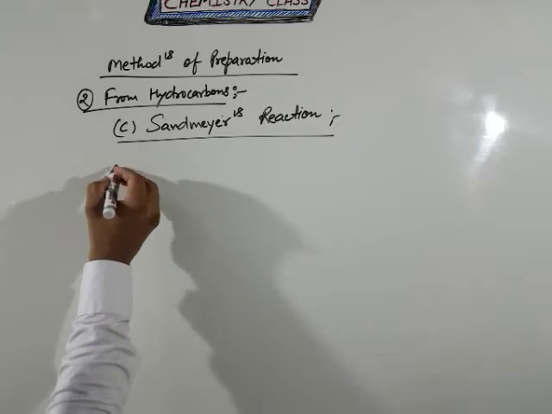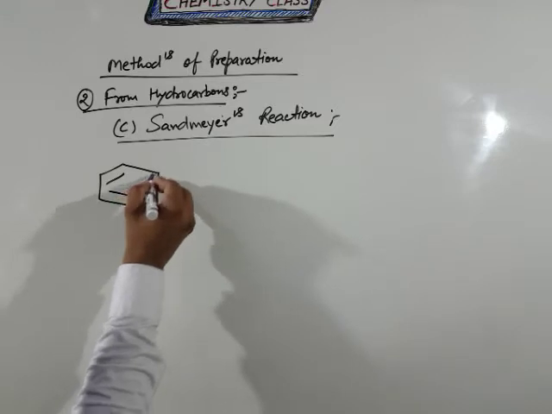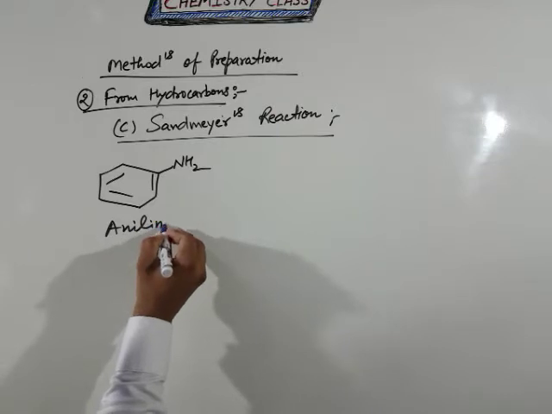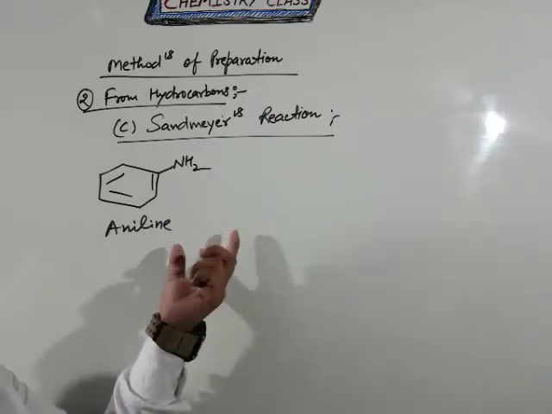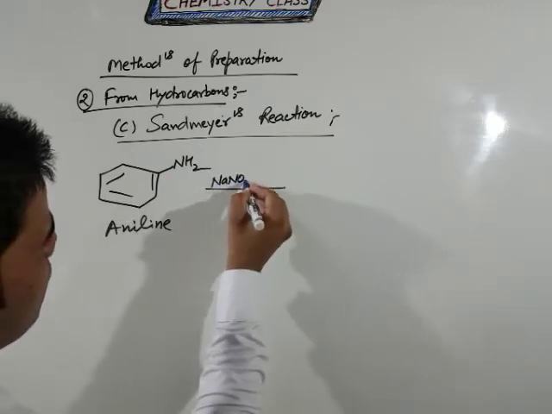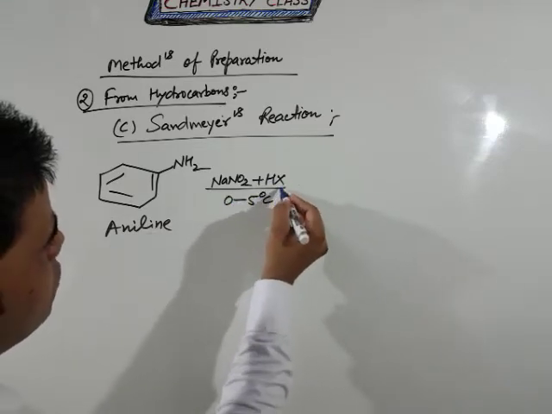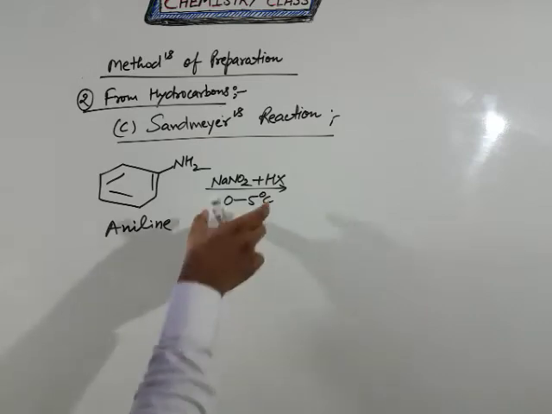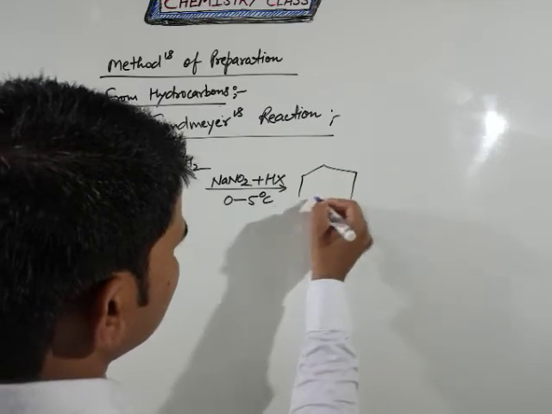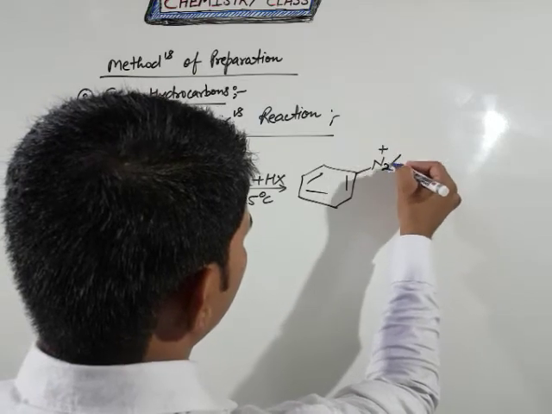In this case, the primary aromatic amine like NH2, the common name is aniline. So primary aromatic aniline, whenever it reacts with NaNO2 plus HX at 0 to 5 degrees Celsius temperature, this temperature is needed here, it will give N2+ and X-.